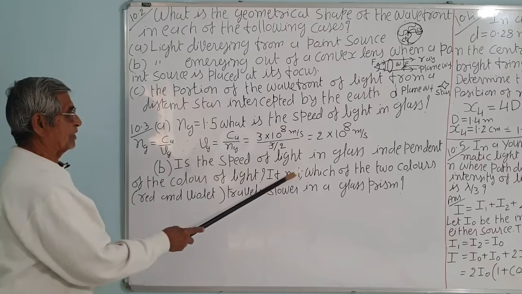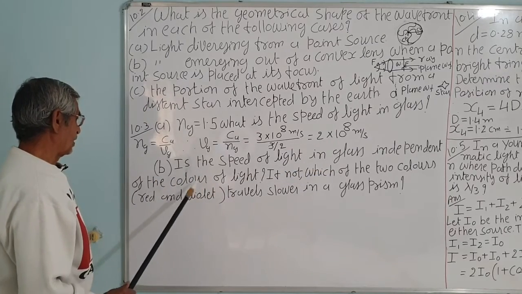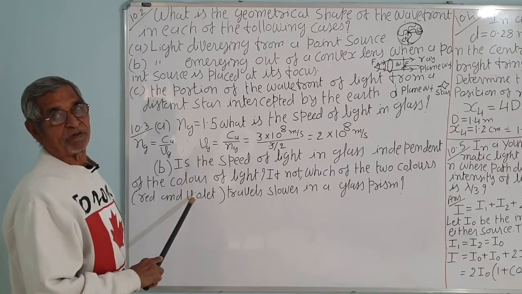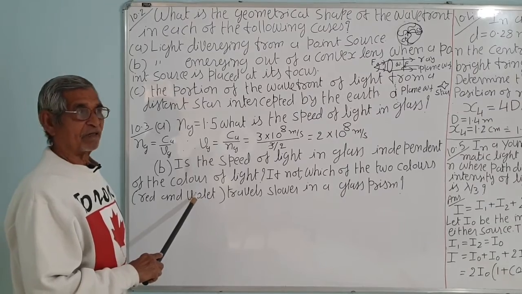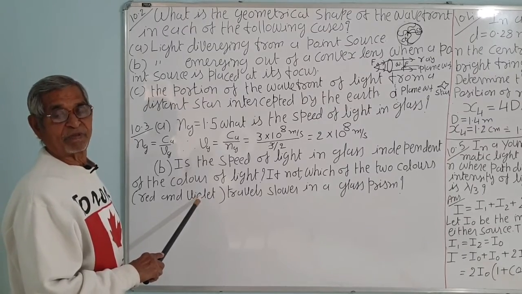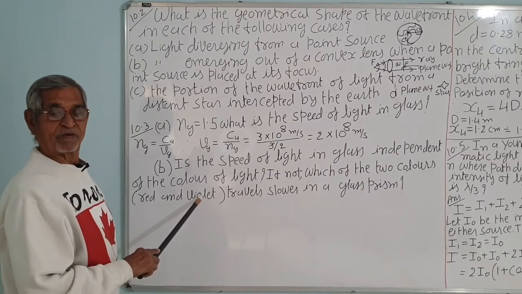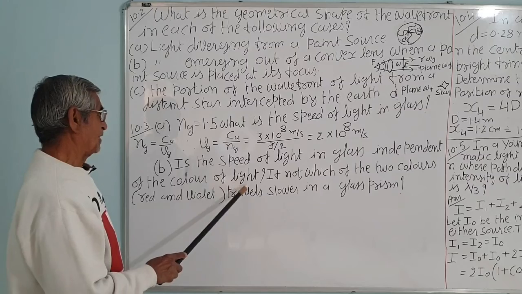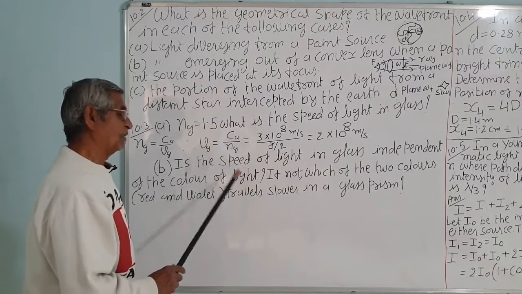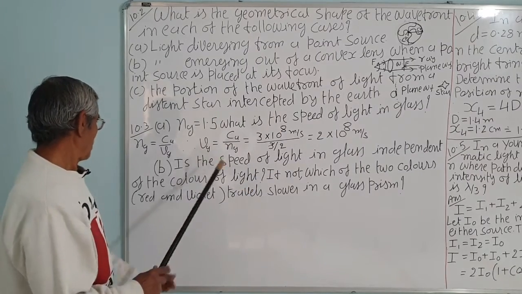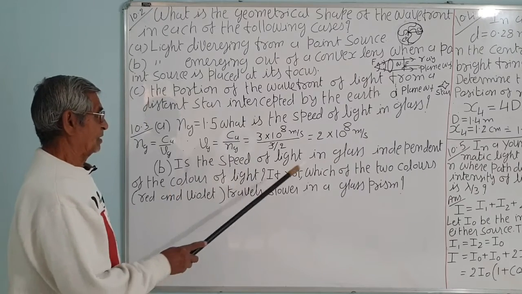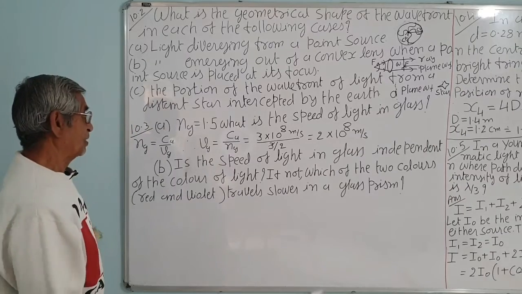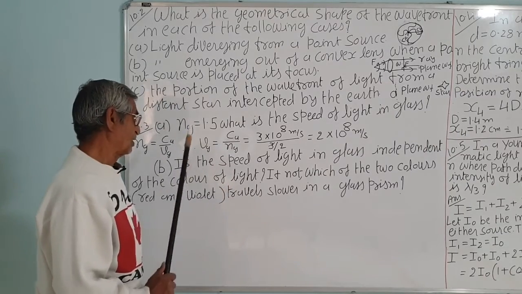Is the speed of light in glass independent of the color or wavelength? Remember, color depends upon the wavelength. Sunlight has different colors because they all have different wavelengths. So the answer is definitely no. It is not independent. It depends on the color.